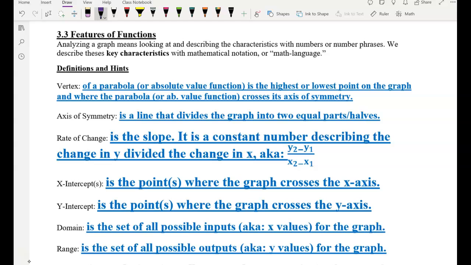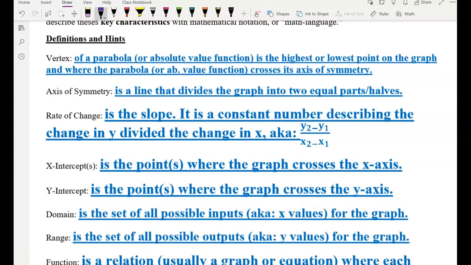Now there's a lot of vocabulary, so what you might want to do is press pause and then write down the definition as we go along, okay? 3.3 says, analyzing a graph means looking at and describing the characteristics with numbers or number phrases. We describe these as key characteristics with mathematical notation or math language.